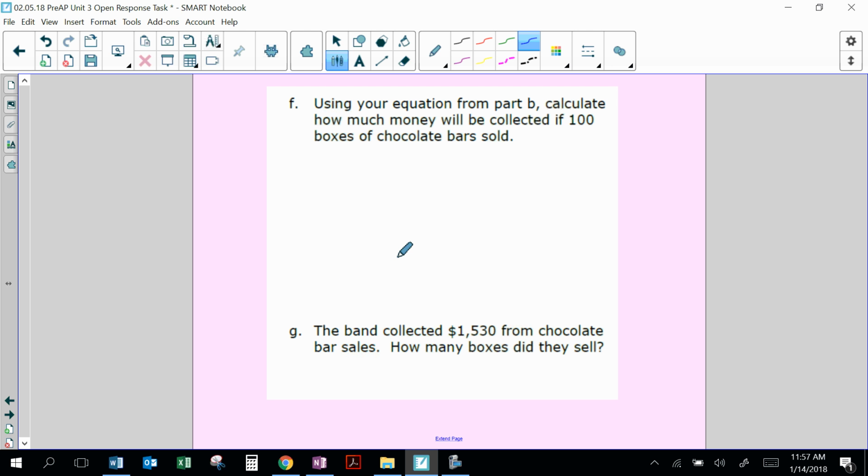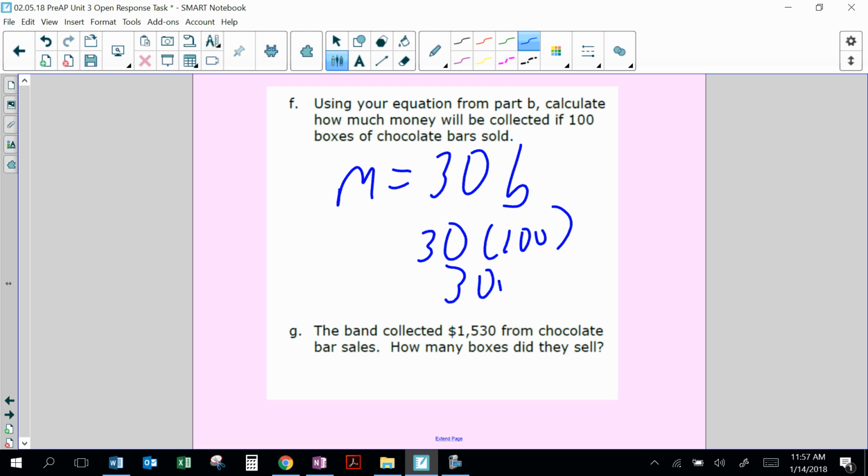Using your equation from part B, calculate how much money, so if M equals 30b, if you sell 100 boxes. So $30 for every box and you sell 100, that's $3,000. And the band collected 1,530 from chocolate bar sales. How many boxes did they sell? Well, we know it's $30 for every box, and they collected 1,530. So 30 times what is 1,530?